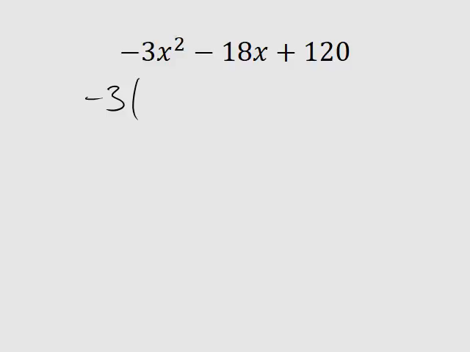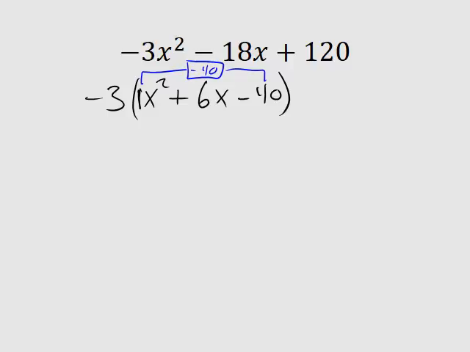If I factor out the negative 3, I'm left with x squared. I'm left with positive 6x. And I'm left with negative 40. So still a fairly big number, but the bonus is this is only 1x squared. So when I do my first times my last, I'm just getting negative 40. I need two numbers. They're going to multiply to give me negative 40 and add to give me 6.